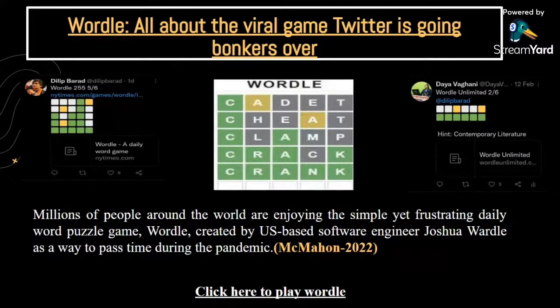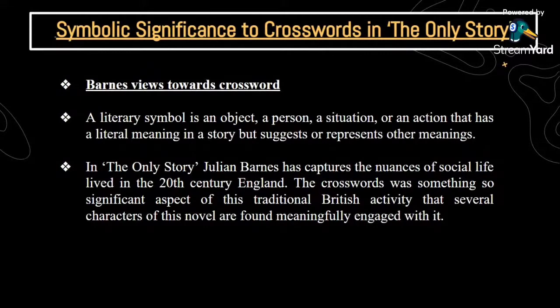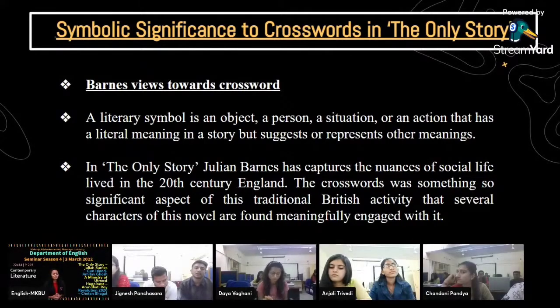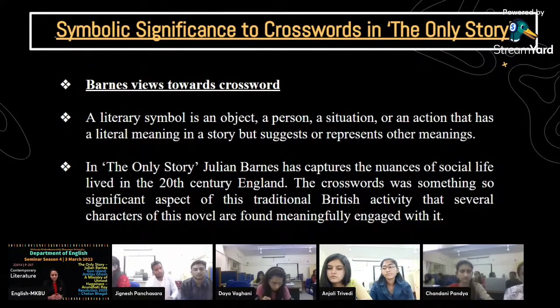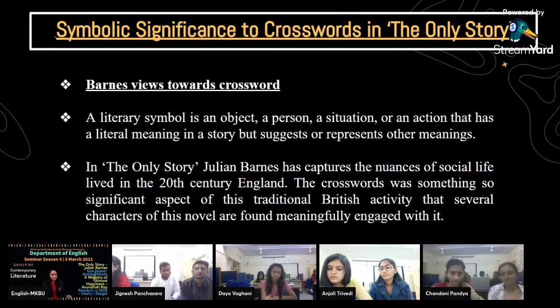So in this novel, what is the significance of the crossword represented by Julian Barnes? Julian Barnes is trying to observe this game in a new way. The postmodernist novelist Julian Barnes is interested in this traditional meaning that was discussed earlier, in the benefits of these crosswords.